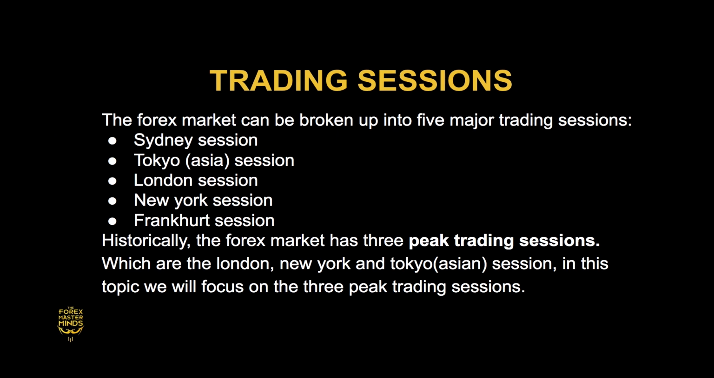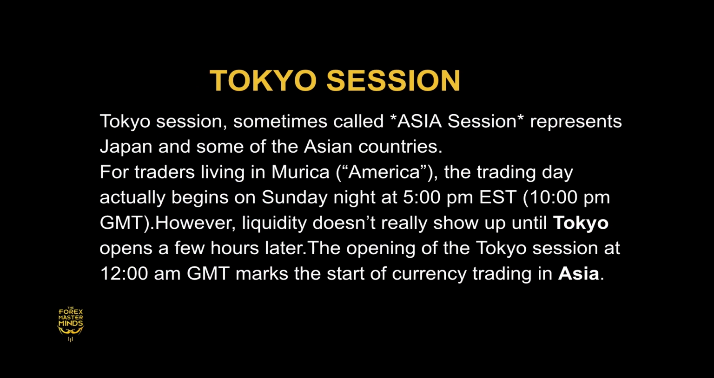Trading sessions. The forex market can be broken into 5 major trading sessions: the Sydney session, Tokyo session, London session, New York session, and the Frankfurt session. Historically, the forex market has 3 peak trading sessions, which are the London, New York, and the Tokyo or Asian session, which in this topic we'll be focusing more on. So basically, we're going to talk more about the 3 most important sessions. That's the most common sessions you hear traders talk about, which is the London session, New York session, and the Tokyo or Asian session. So let's start with the Tokyo session.